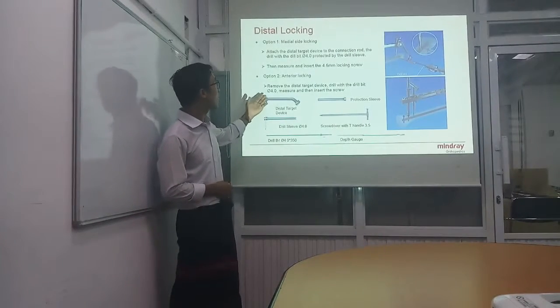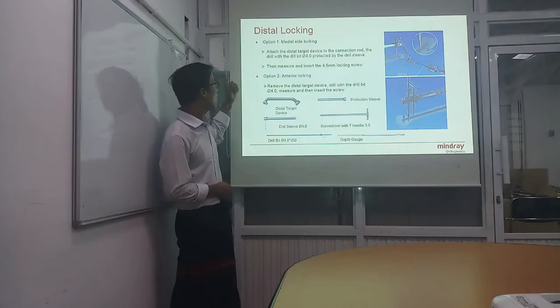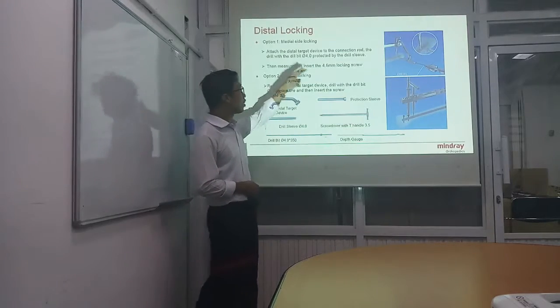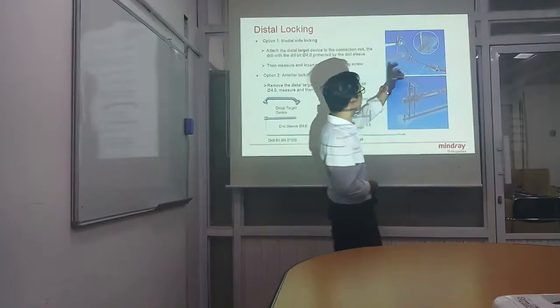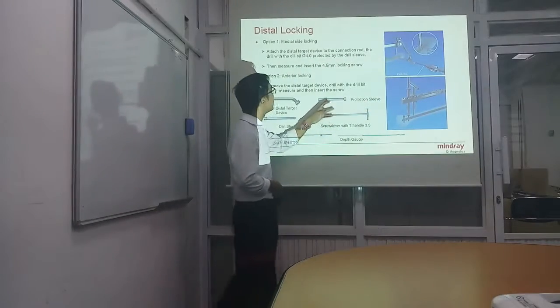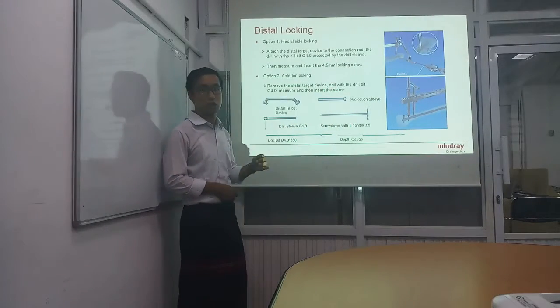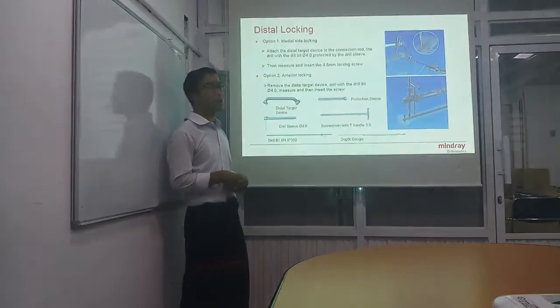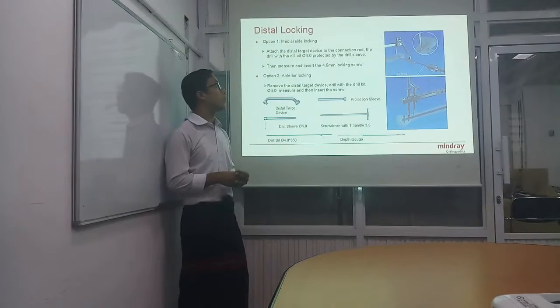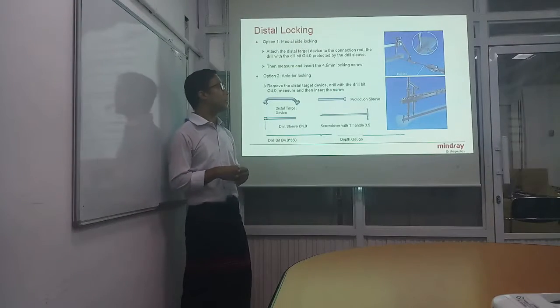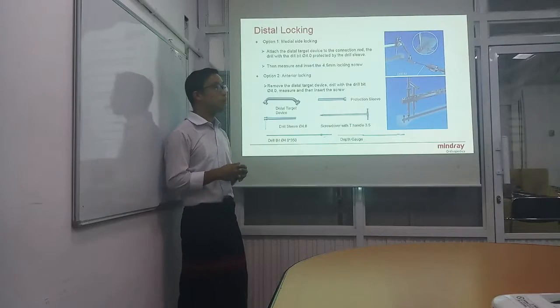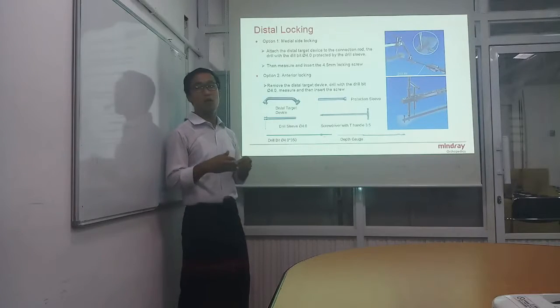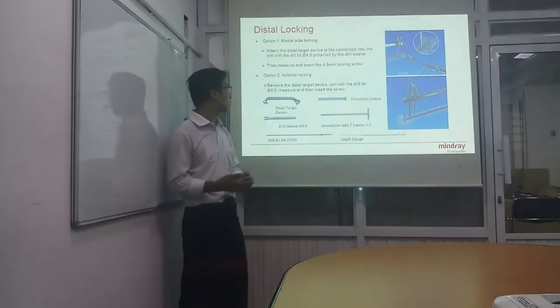This is the distal locking procedure. Option 1. Medial side locking. Attach the distal target device to the connection rod and drill with the drill bit 4.0 protected by the drill sleeve. Then measure and insert the 4.5 millimeter locking screw.